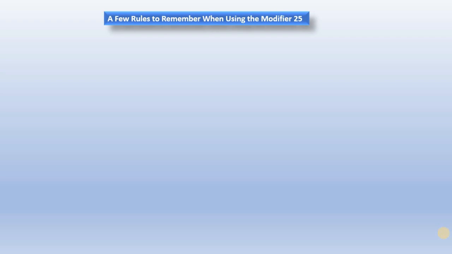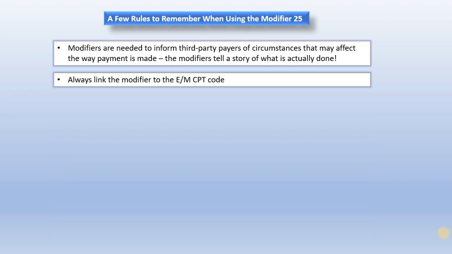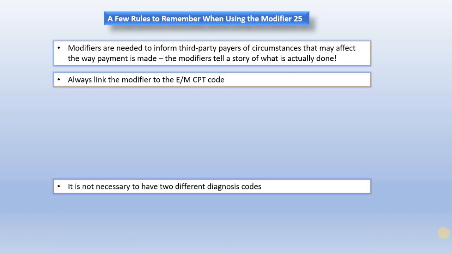A few rules to remember when using the Modifier 25. Modifiers are needed to inform third-party payer of circumstances that may affect the way payment is made. The modifier tells a story of what is actually done. Always link the modifier to the E/M CPT codes. That means Modifier 25 is for an E/M code. So always assign with E/M CPT code.